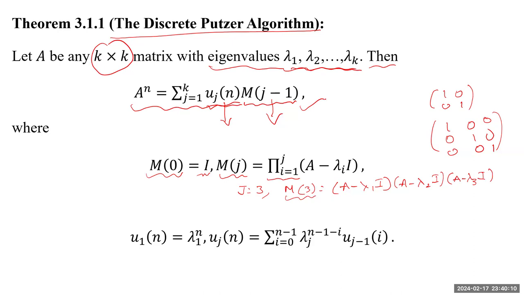And what about uj of n? uj of n is nothing but the link with our eigenvalues. So what is the first, u1 of n? u1 of n is simply lambda 1 to the power of n. And uj of n, where j is equal to 2, 3, and so on, k, is equal to the summation over i from 0 to n minus 1 of lambda j to the power of n minus 1 minus i times u j minus 1 of i. That is, before uj, that is u j minus 1 of i. So we will explain with the help of an example this u1, u2 and so on, uk, right?